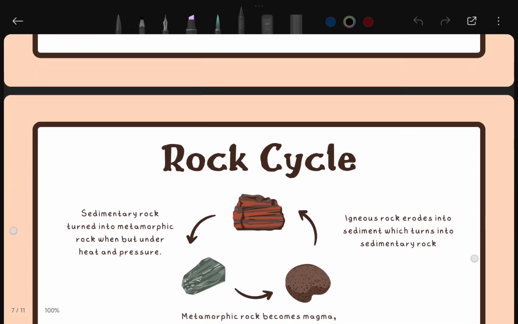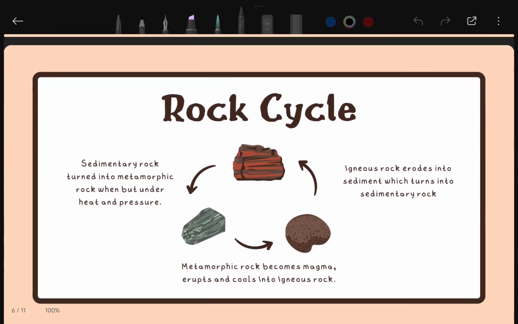Now you have to know about the rock cycle, how one rock changes into another rock. That is very important. Basically, if we talk about the metamorphic rock, it becomes magma. We know that metamorphic rock becomes magma, erupts and cools into igneous rock. We already know that under the layers of the earth there is hot magma and there are metamorphic rocks. When it erupts, it comes out of the earth's surface and then changes into igneous rock. And the igneous rock then erodes into sediments.